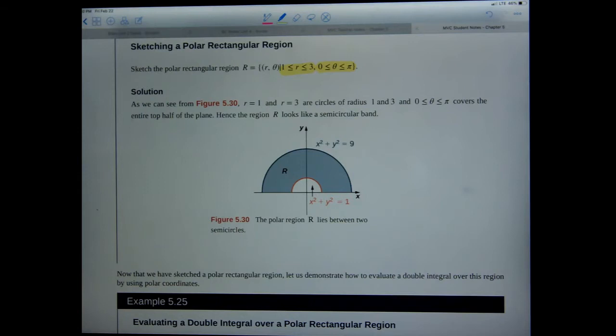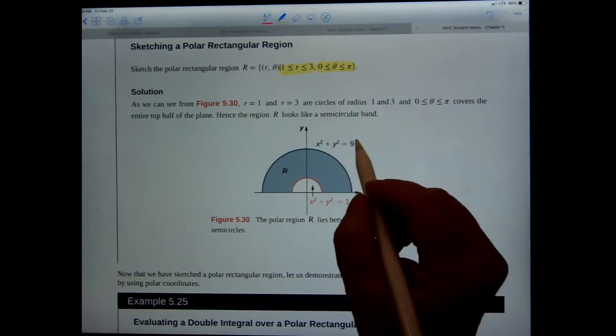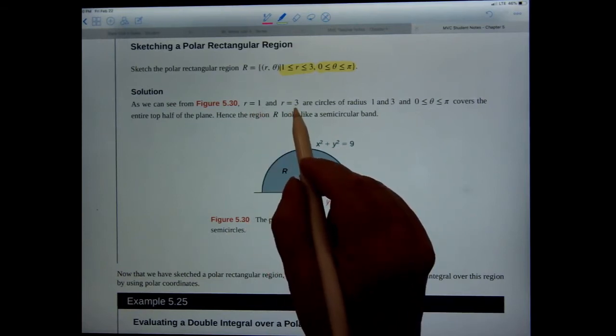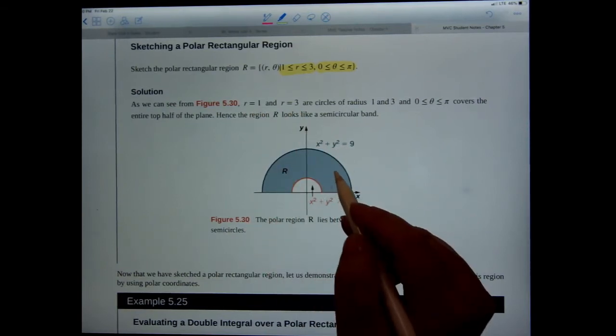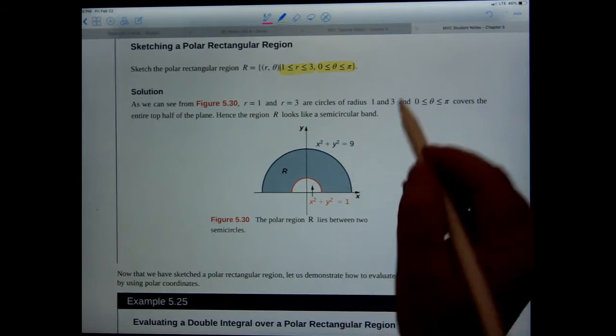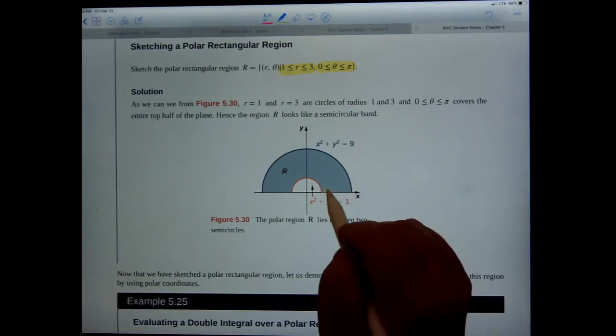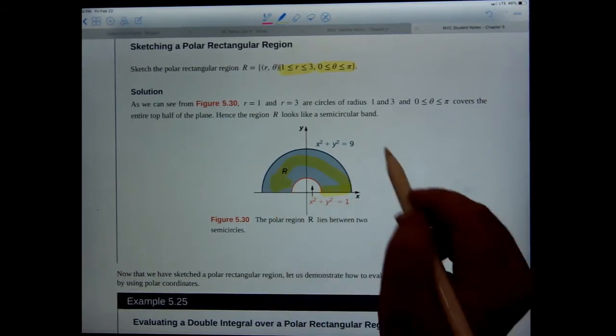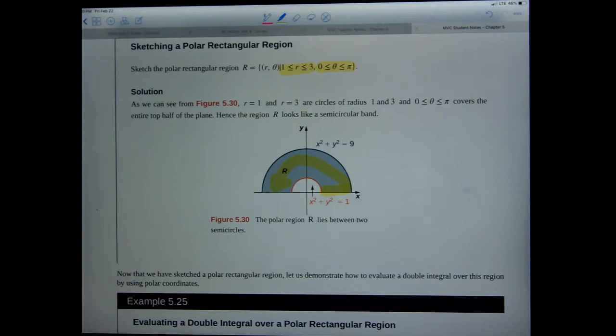So, what region is that really talking about? As you can see from this figure down here, r equals 1 and r equals 3 are circles with a radius of 1 and a radius of 3. Does that make sense? Okay. 0 to pi is angles that go from here over to there. So that's why we color in that half of a donut, and that's the region that we're talking about. That's the polar region. So if I gave you an equation to go above it, you could integrate it with that. And that's what we're going to do in the next problem.